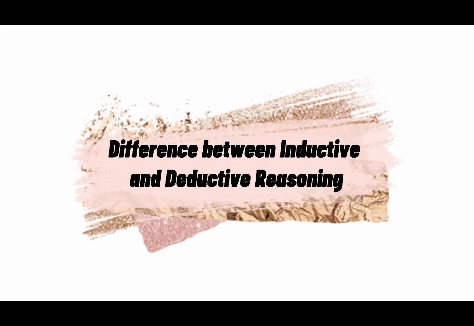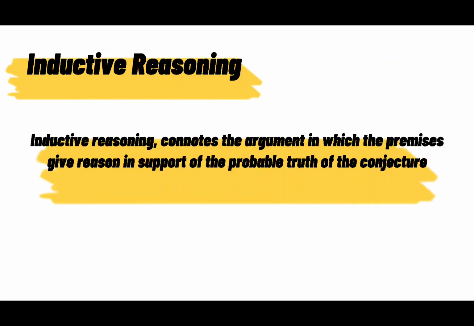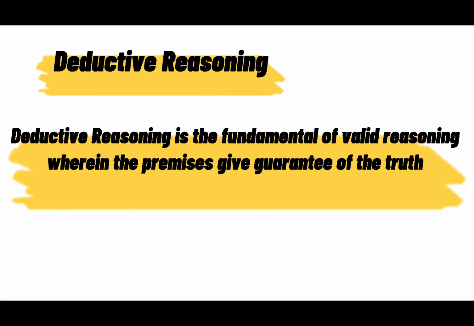Difference between inductive and deductive reasoning. Inductive reasoning. Meaning. Inductive reasoning connotes the argument in which the premises give reason in support of the probable truth of the conjecture. Deductive reasoning is the fundamental of valid reasoning wherein the premises give guarantee of the truth.